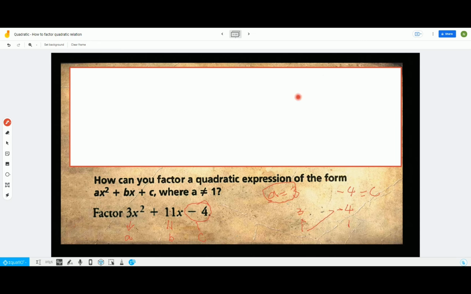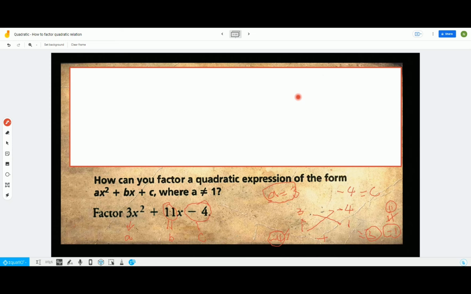So what about cross multiplication? Cross multiplication will determine the B value, right? So if you look at 1 multiplied by negative 4 equals negative 4, and 3 times 1 equals 3, if we add this cross multiplication together, it equals negative 1, not 11. So this guess is wrong. So we can use trial and error, right? This trial is not correct, so we have to find another layout.